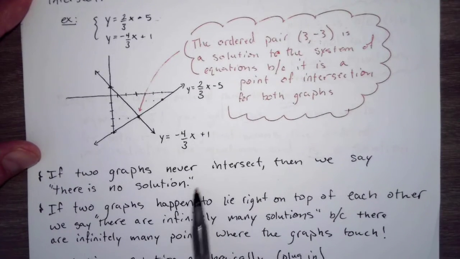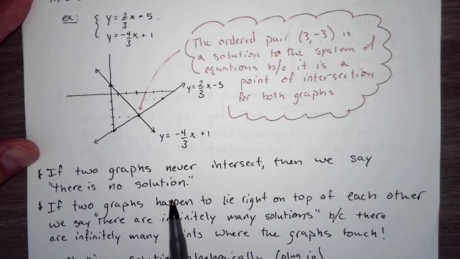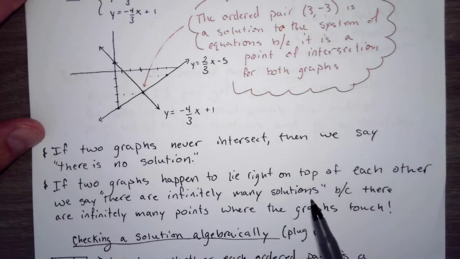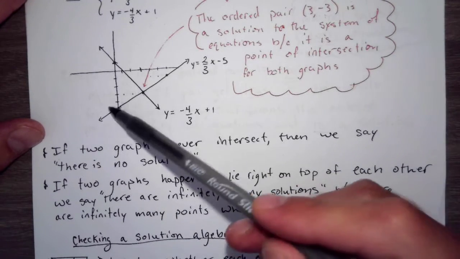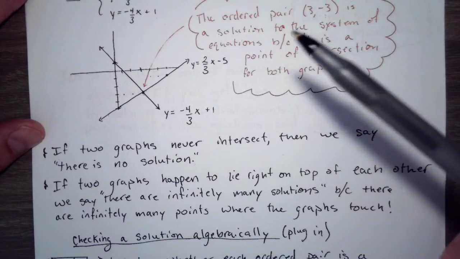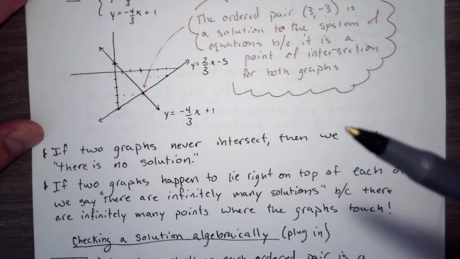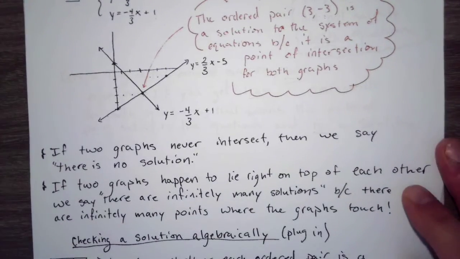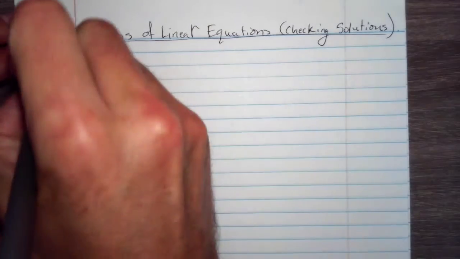If two graphs never intersect, then there is no solution. And if two graphs lie one on top of the other, like it's the same line, then you would say there are infinitely many solutions. But we're just going to be looking at an example, and it should be really simple. So let's see the example here.